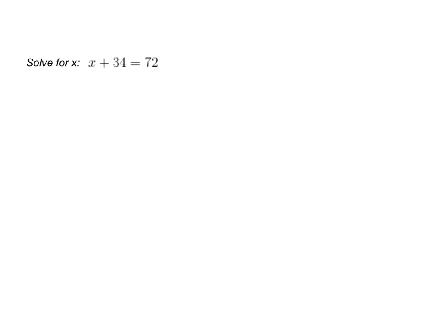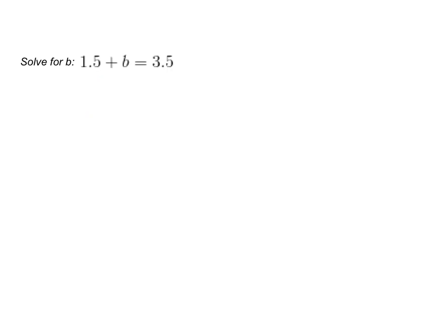So to solve for x in our equation, x plus 34 equals 72, to undo plus 34, we can subtract 34. And if you do it from one side, you have to do it to the other. So this 34 will cancel out there, giving us x, and then 72 minus 34 gives us 38. So we can say that x equals 38.